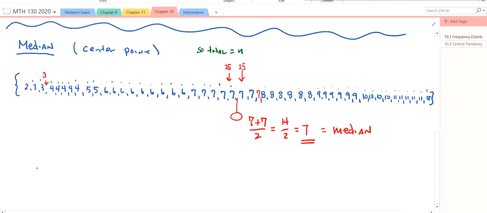Okay? So then our third way to measure is called the mode. And the mode is the value or values, if two are the same, that occurs the most.